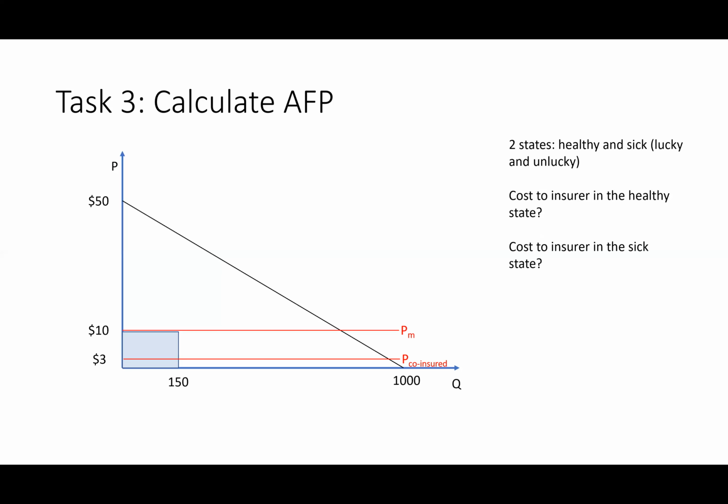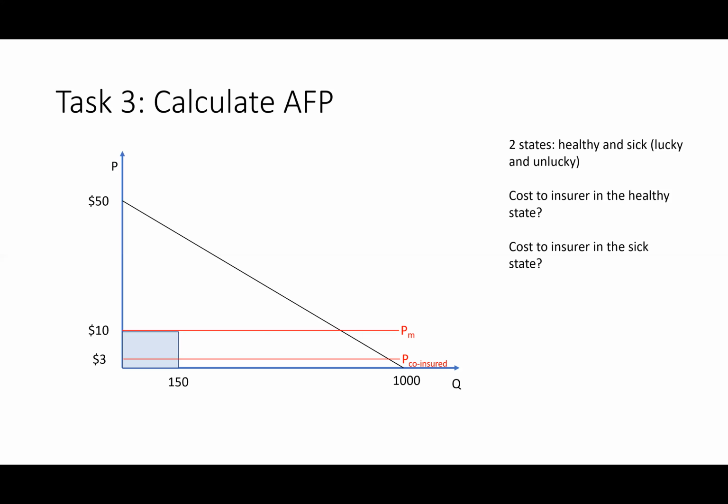There are two states in the world here, a healthy state and a sick state, or lucky and unlucky, if you prefer. The cost to the insurer in the healthy state is one part of this calculation, and the cost to the insurer in the sick state is the other part. The cost to the insurer in the healthy state is very easy. Alice doesn't consume any medical care when she's healthy, and therefore there is no cost to the insurer. So the cost in the healthy state is 0.